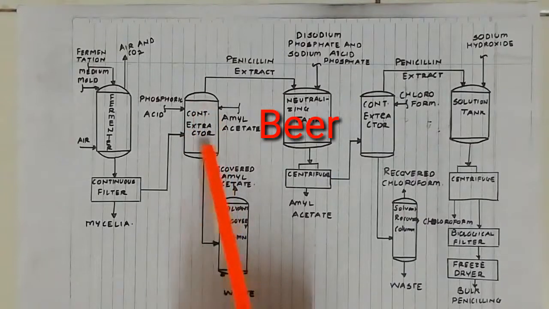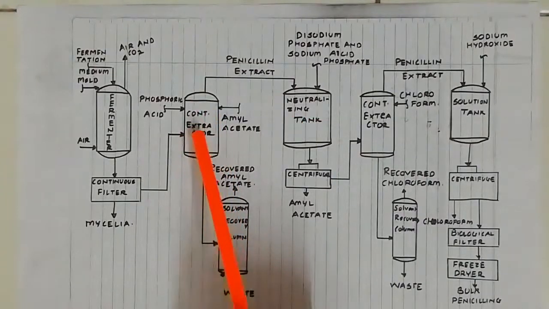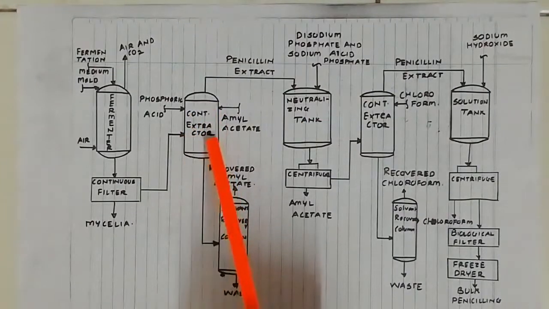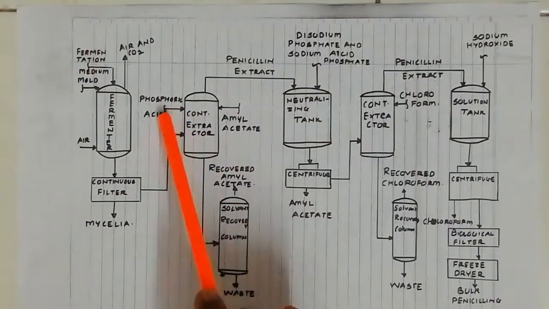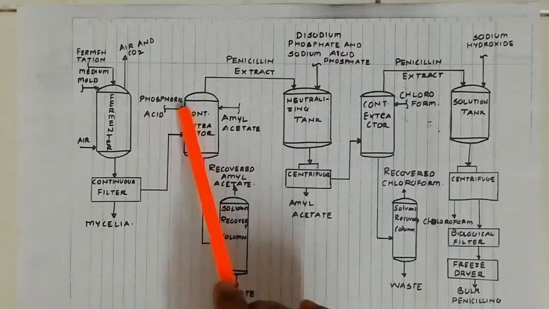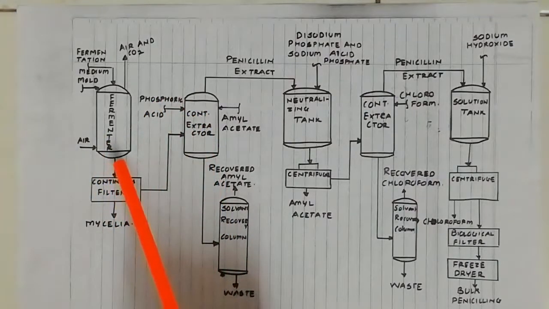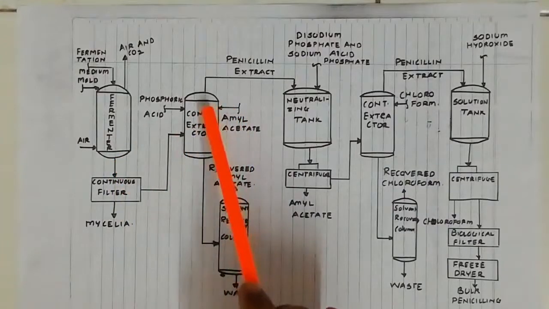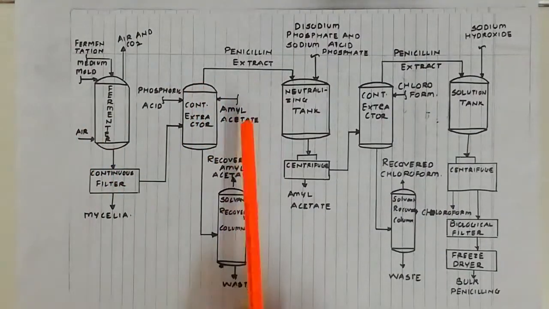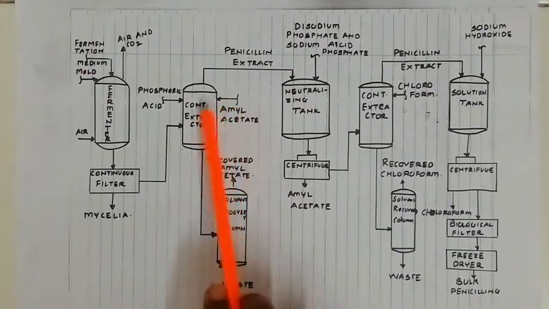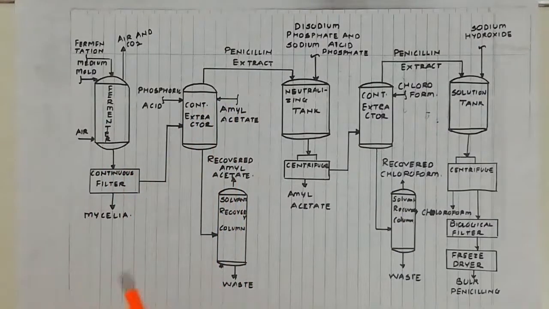Now, the continuous extractor is maintaining the pH. How is it maintaining the pH? It is maintaining the pH by adding 10% phosphoric acid. It is adjusting the beer pH to a value of 2.5. Now, amyl acetate is added over here in order to extract the penicillin.